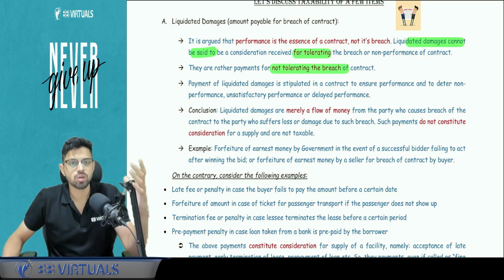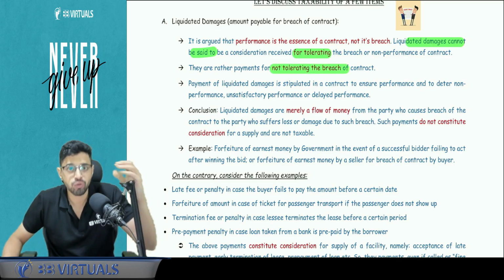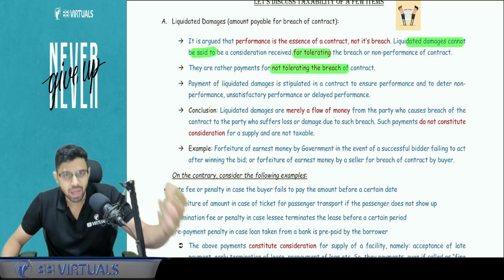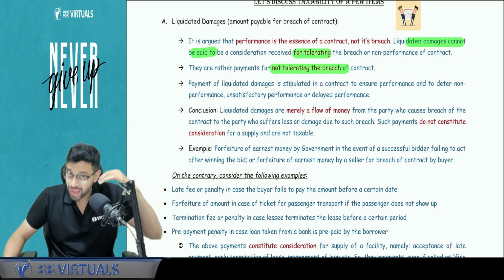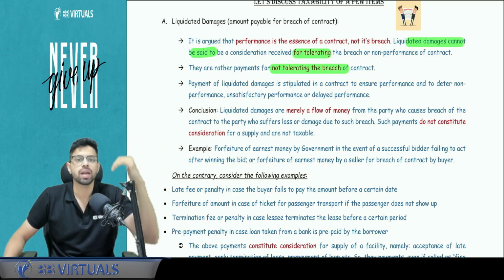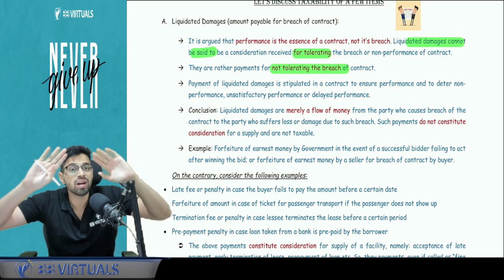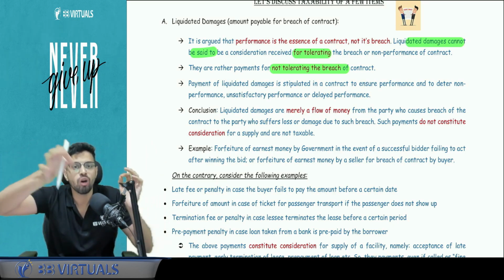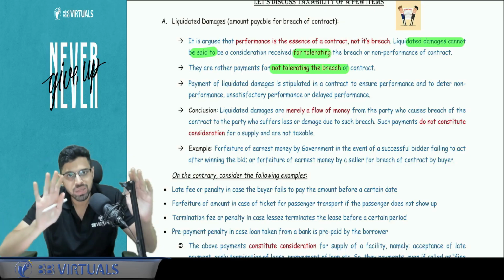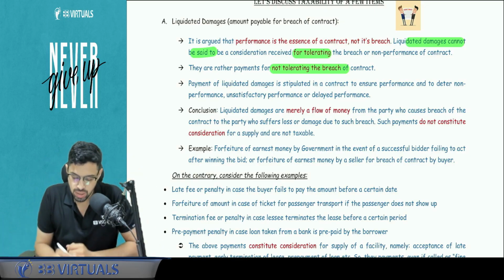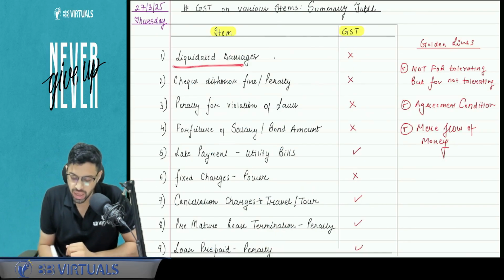A person enters into a contract. You and me entered into a contract for the purpose of performing it. Our intention was not that someone will breach, and another party will earn something out of it. So liquidated damages is not an earning per se. It is a mere flow of money. These lines need to be stated in your answer. So let's focus here. Is liquidated damages a part of GST? No, you are not tolerating something.